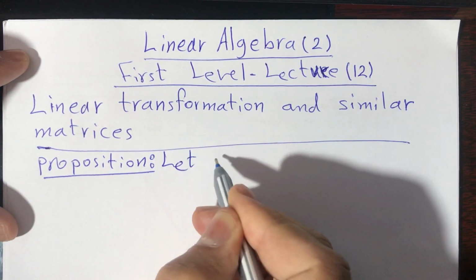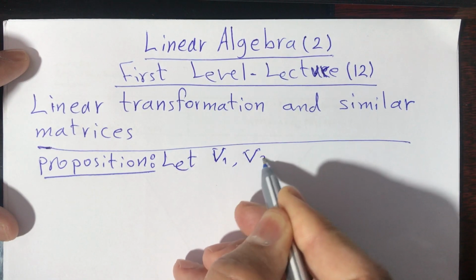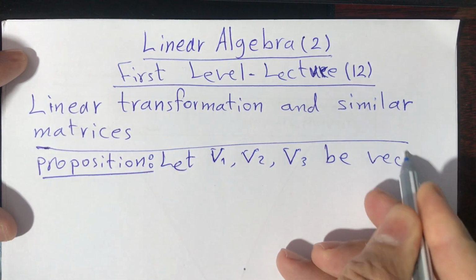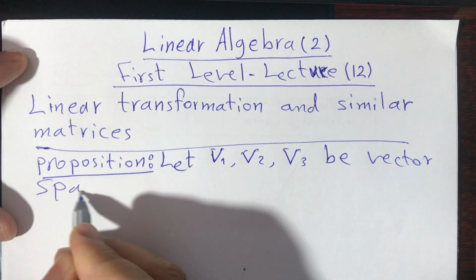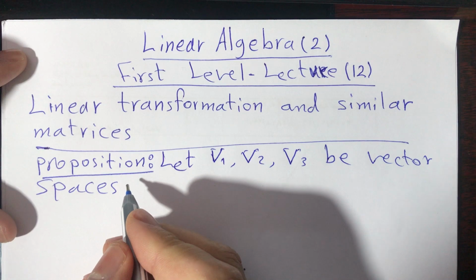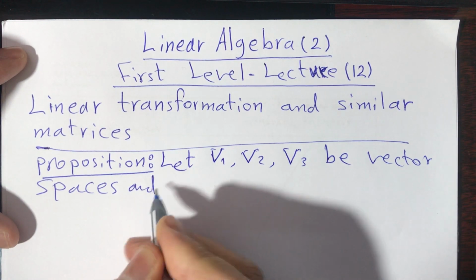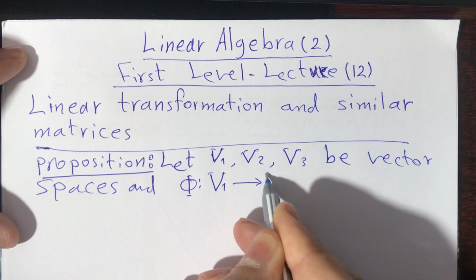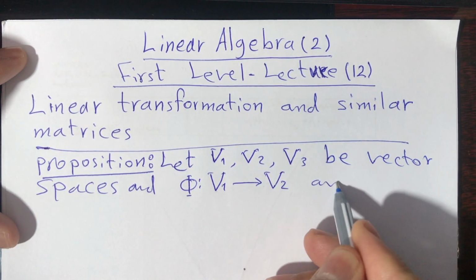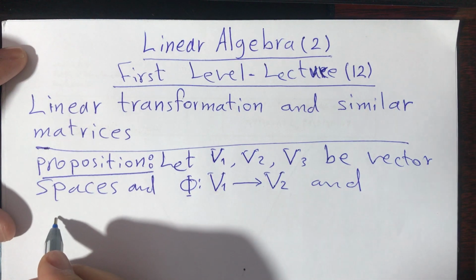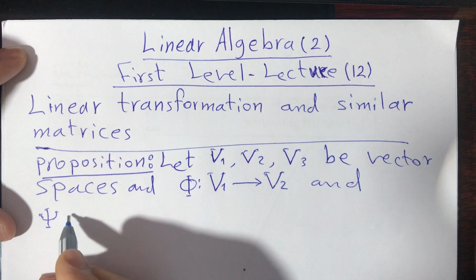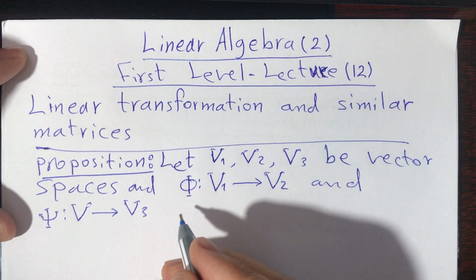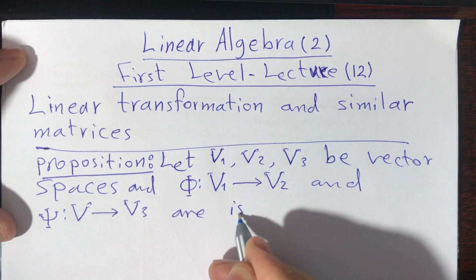Let V1, V2, V3 be vector spaces and phi defined from V1 into V2 and psi defined from V2 into V3 are isomorphisms.